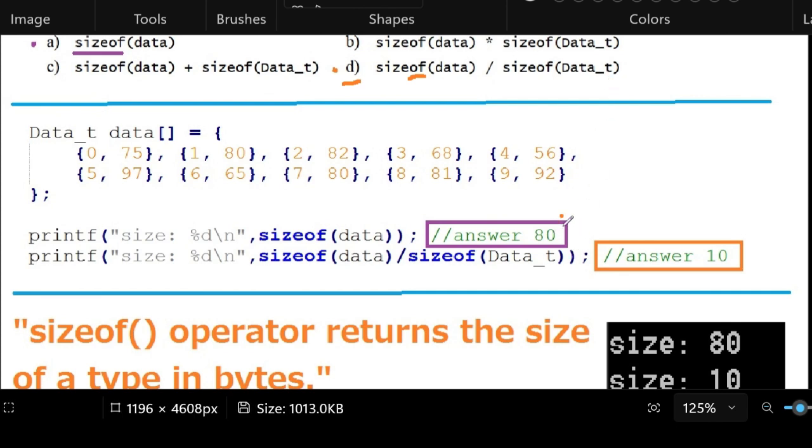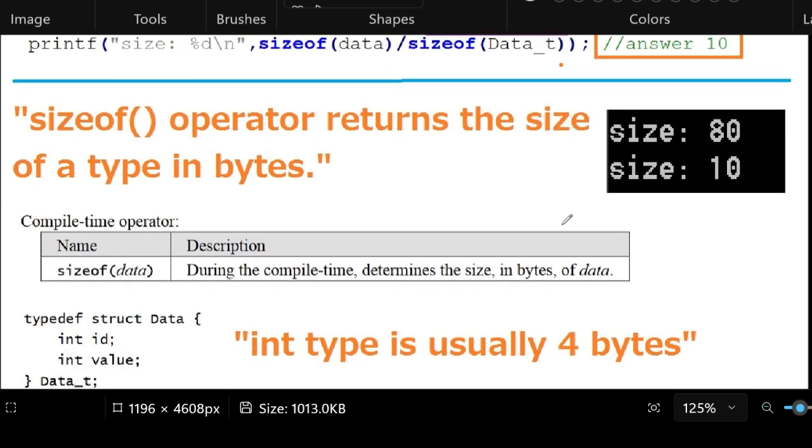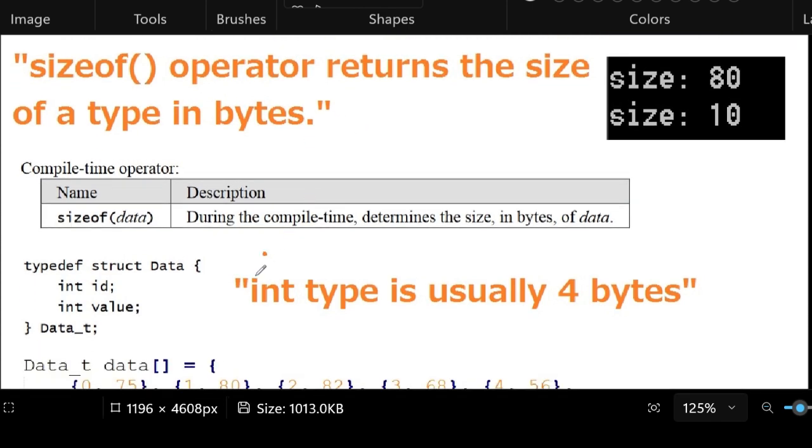Now we need to know why it's the correct answer. And it turns out that if we just put the sizeof data without having the divide portion and get 80, that means that we are only looking for the size of the type that we're using. Now remember, we are talking about this data structure that we came up with, where you got an integer type and another integer type inside it. And that's what we call the data_t.